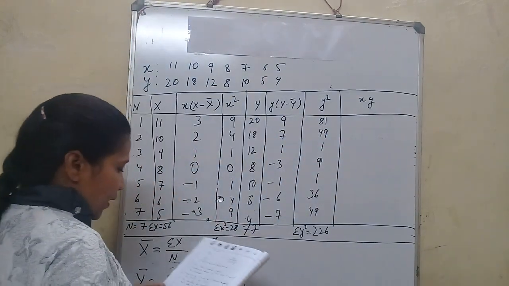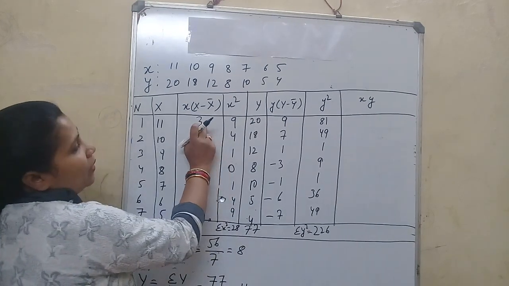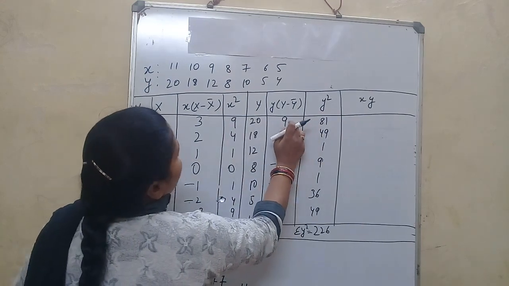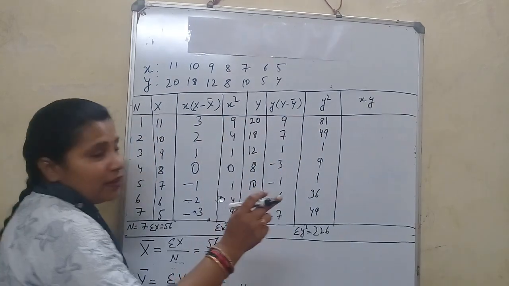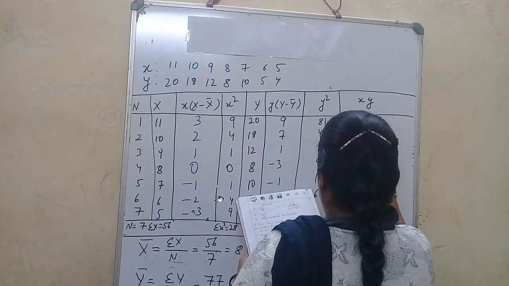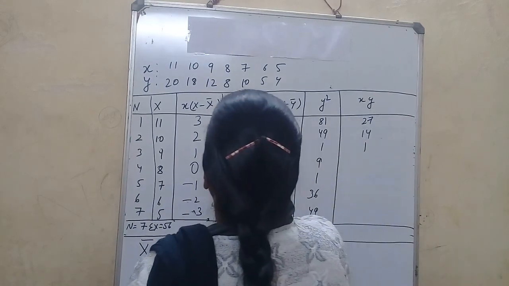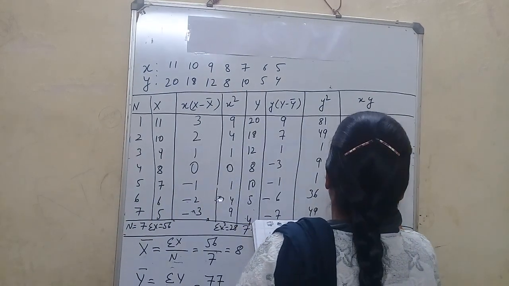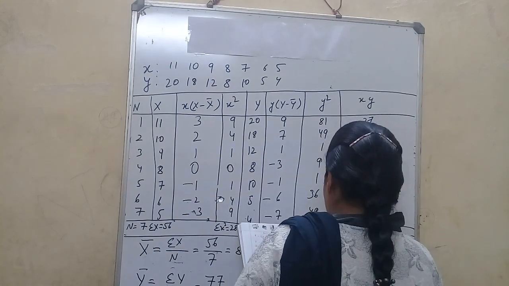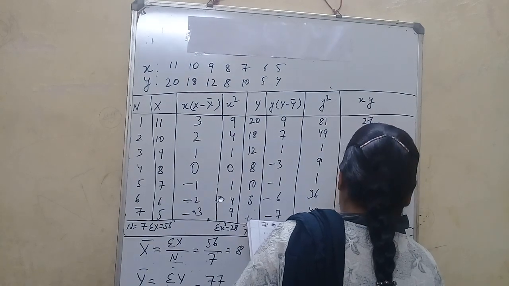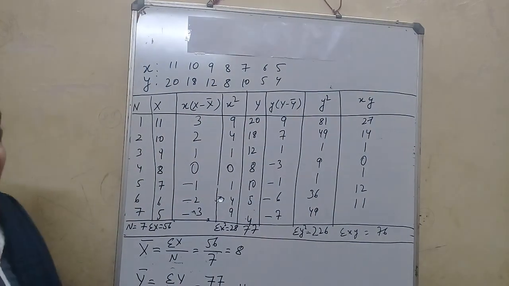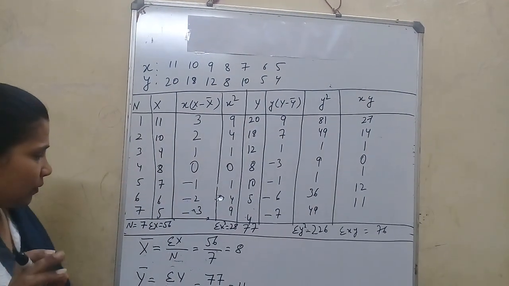Now we have to find x into y. This column into this column. 3 into 9 is equal to 27. Then 14, 1, 0, 1, 12, 11. Then we get summation xy is equal to 76. Now we put the formula of rank correlation.